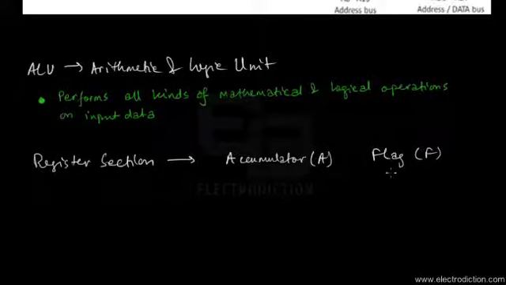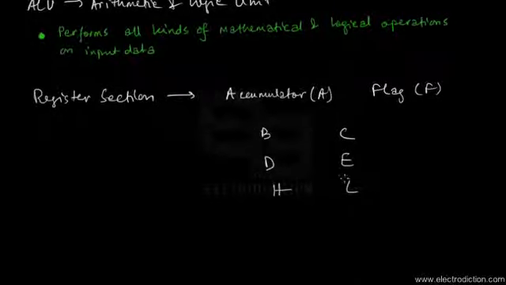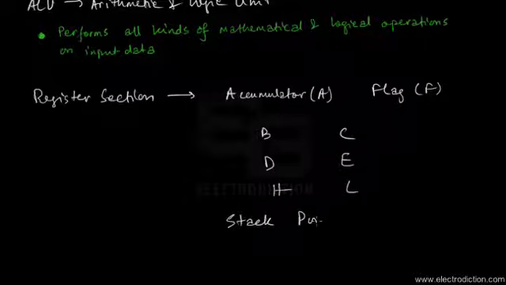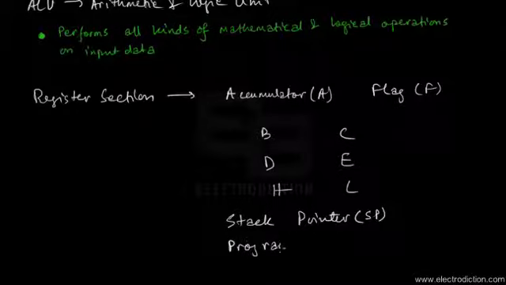Apart from these two, we also have the general purpose registers, which include B, C, D, E, H and L. I'm just going to write that down side by side. And apart from all these, we've got two memory pointer registers. One is the stack pointer, also referred to as the SP register in short, and the other is the program counter register, also referred to as the PC register.